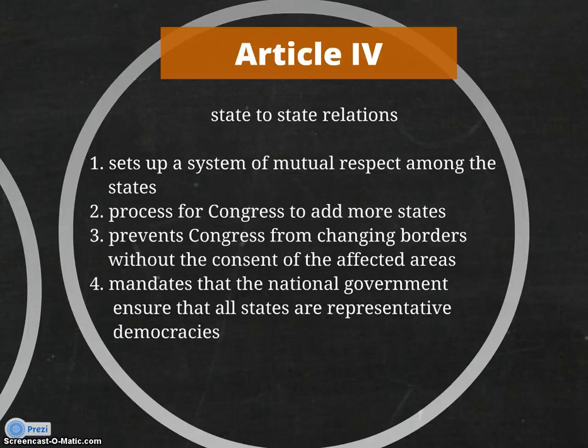This actually has been a modern-time issue because there is a watershed between two southern states that are dealing with who controls the watershed, and because some historical maps have one state owning the watershed and some historical maps have the other state owning the watershed. It also mandates that the national government ensure that all states are representative democracies.